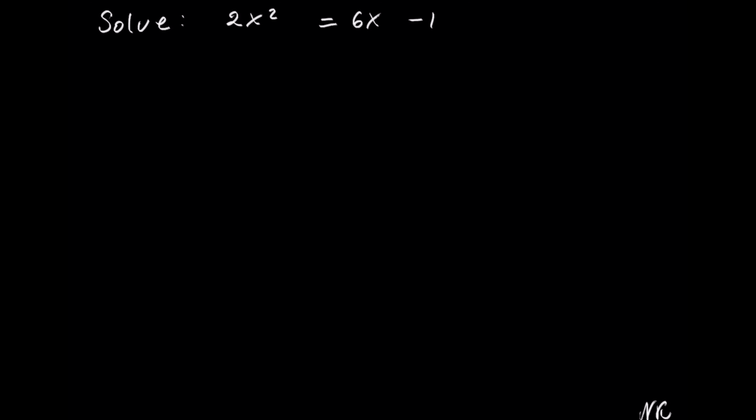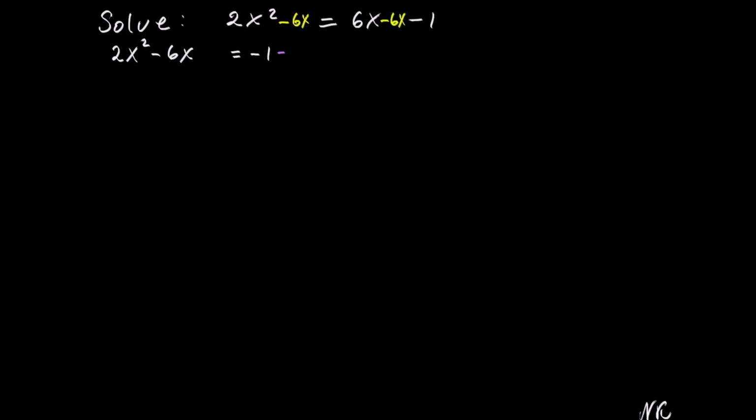Hello, here we have to solve 2x squared is equal to 6x minus 1. Since this is a quadratic equation, we have to solve it for 0. So let's begin by subtracting 6x on both sides, and we will get 2x squared minus 6x is equal to negative 1.